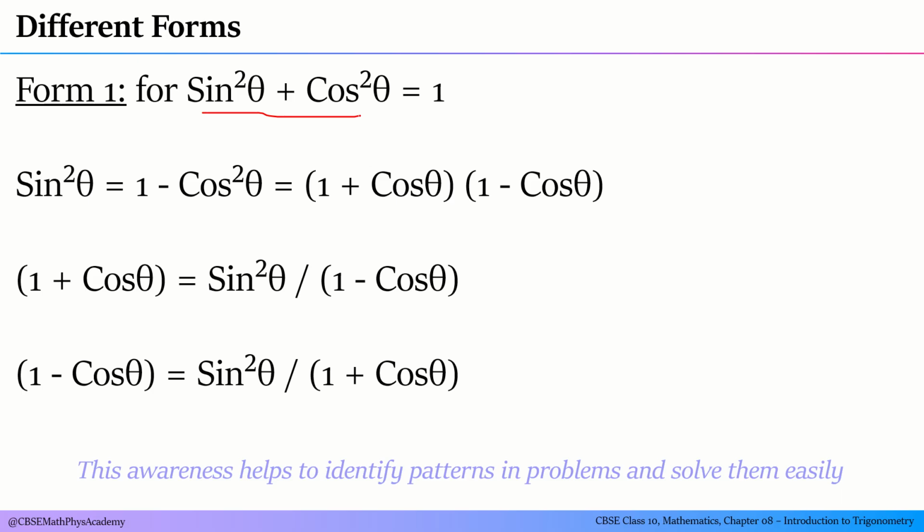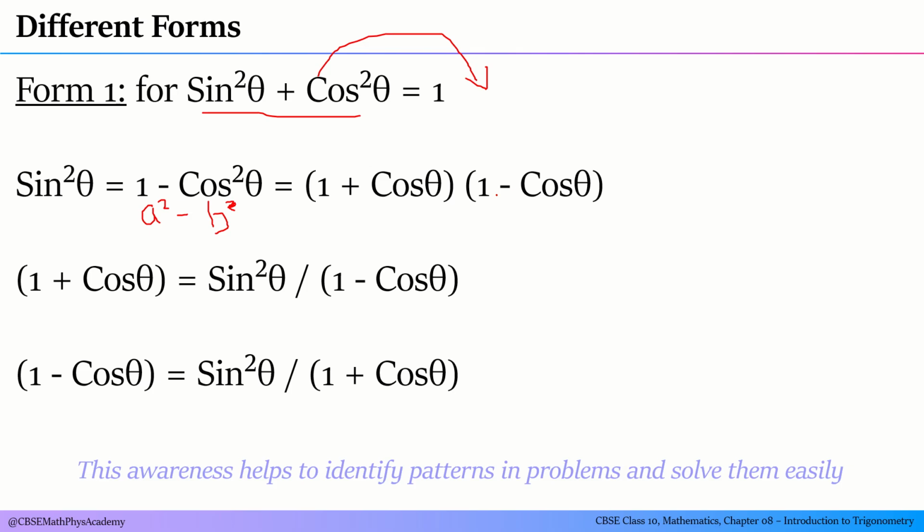Sine square plus cos square is equal to 1. So sine square is equal to 1 minus cos square. I am taking this cos square to the other side. It becomes 1 minus cos square. You can relate this to a square minus b square. You try to relate this way and apply that formula: a square minus b square is equal to a plus b into a minus b. So 1 minus cos square becomes 1 plus cos theta into 1 minus cos theta.